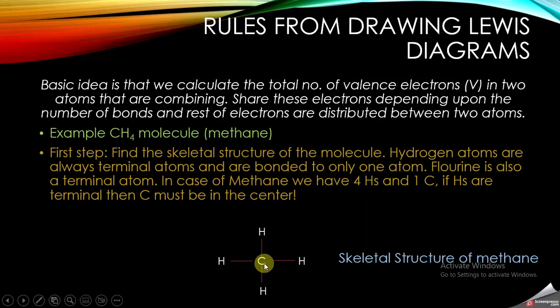We cannot put hydrogen in the center because we know that hydrogen forms only 1 bond, and the only option is to put the carbon in the center and place hydrogen atoms around this carbon atom. So this is our only option to draw the skeletal structure of methane.